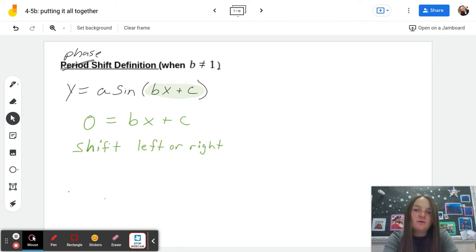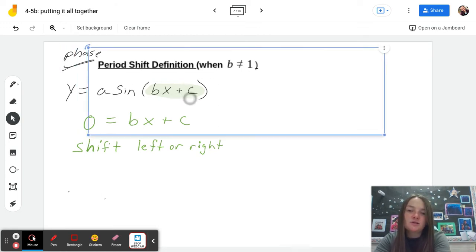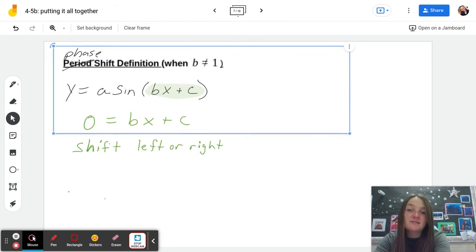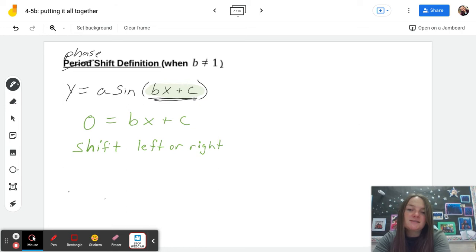The best way to find a phase shift is to take the inside of your trig function. In this case, say we have sine of bx plus c. We're going to take this inside function and set it equal to 0. Whatever we end up getting is going to tell us how much we're shifting left and right. So let's go ahead and practice this.